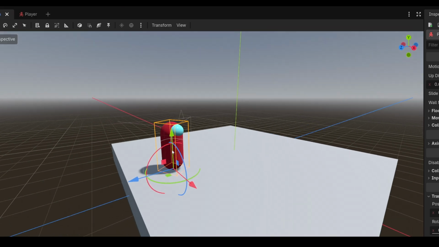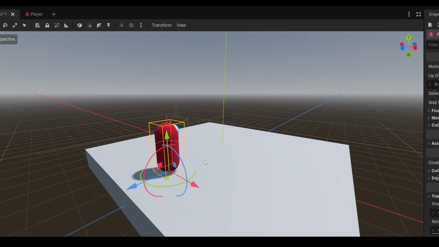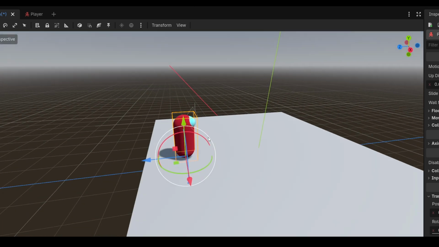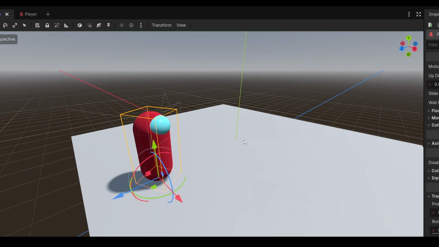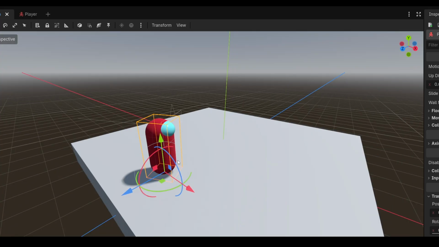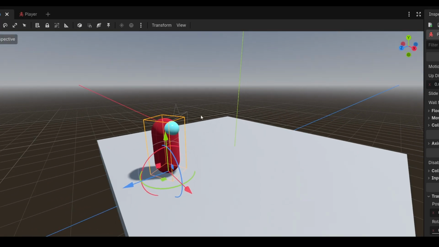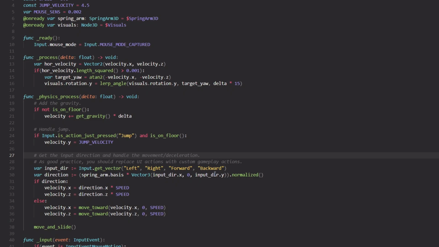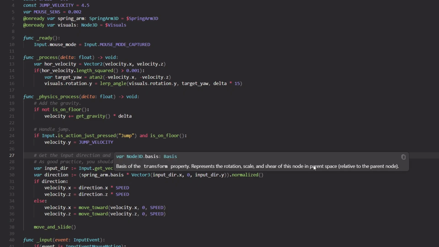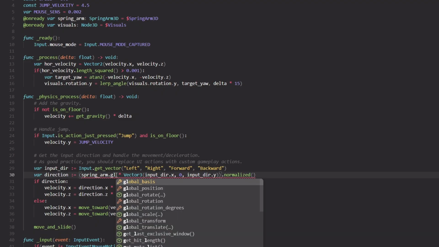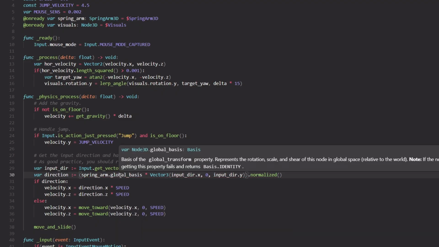However, since our character was initially aligned with the world axis, everything worked fine. But once we rotate it, its forward axis and the world forward axis are now misaligned. So things break. The fix is very easy. Instead of using the basis, which is relative to the parent node, so our character root node, we can use global basis. And now it's the basis relative to the world.